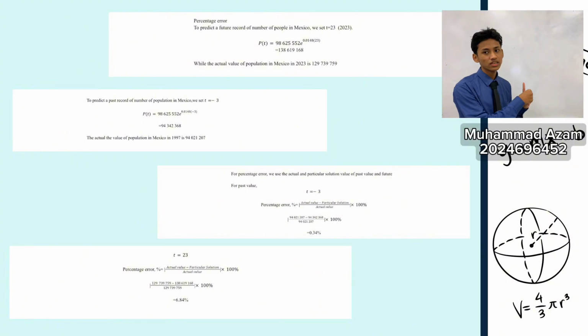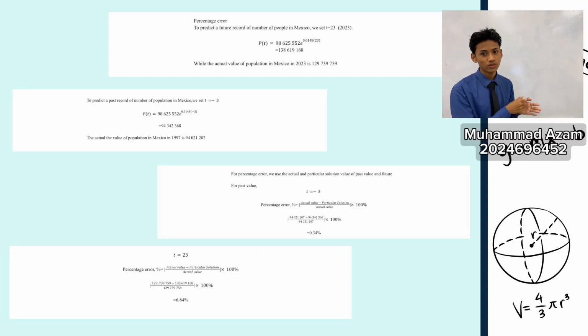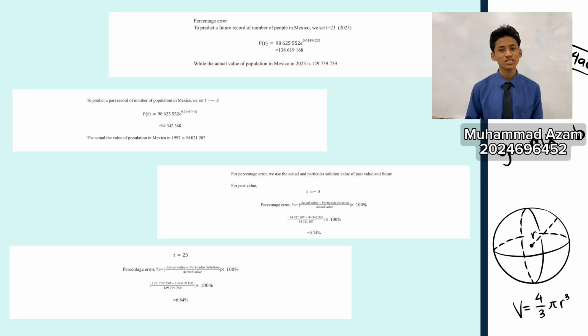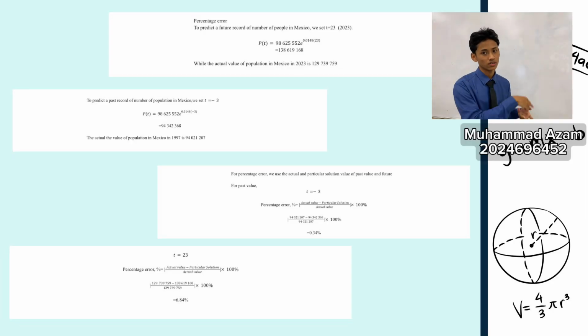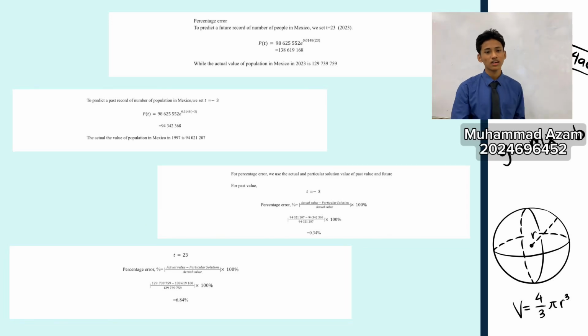So we get P(t) using the particular solution, which is this, and now we get the theoretical value. Now we will compare it to the actual value of the population in Mexico in 2023. Then we move to step 5, which is to predict past values. We use t = -3, which is year 1997. We set A equal to the number of population, and we change the t in the particular solution to -3, and now we get the past value. We can also see the actual value is a little bit different from the theoretical value.